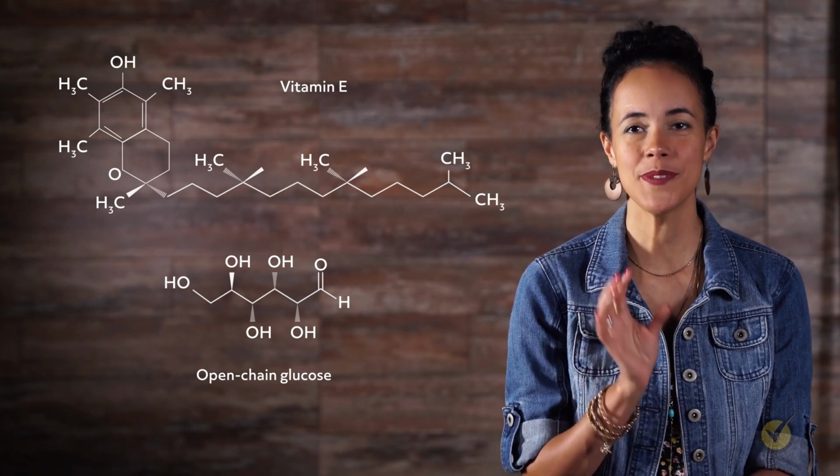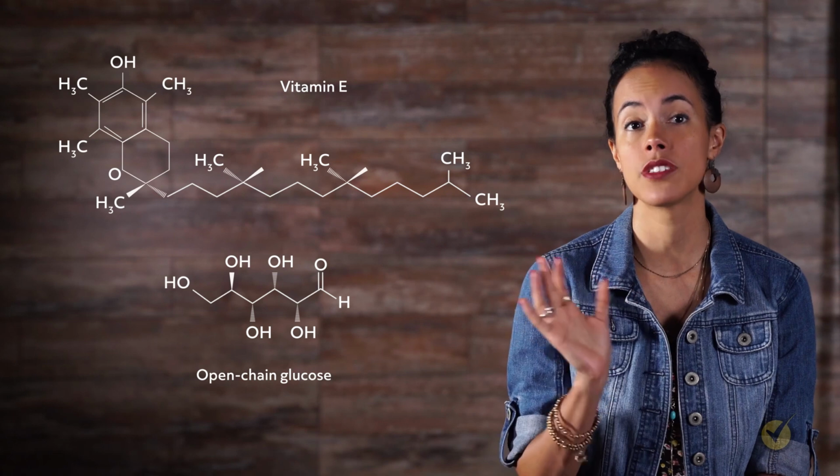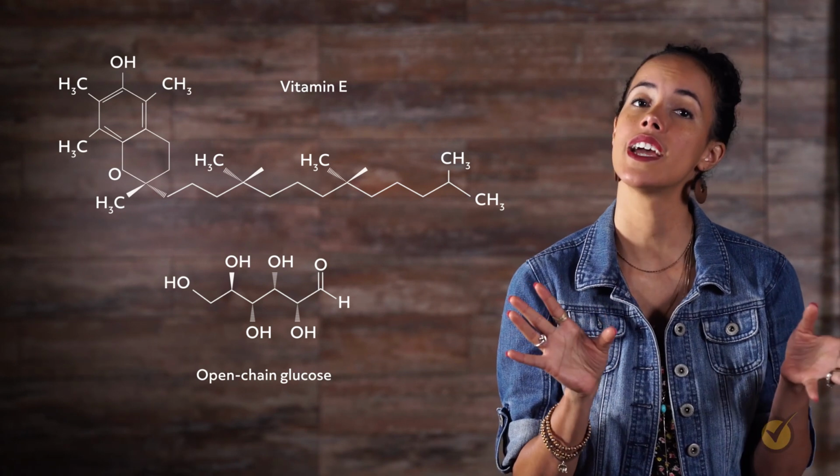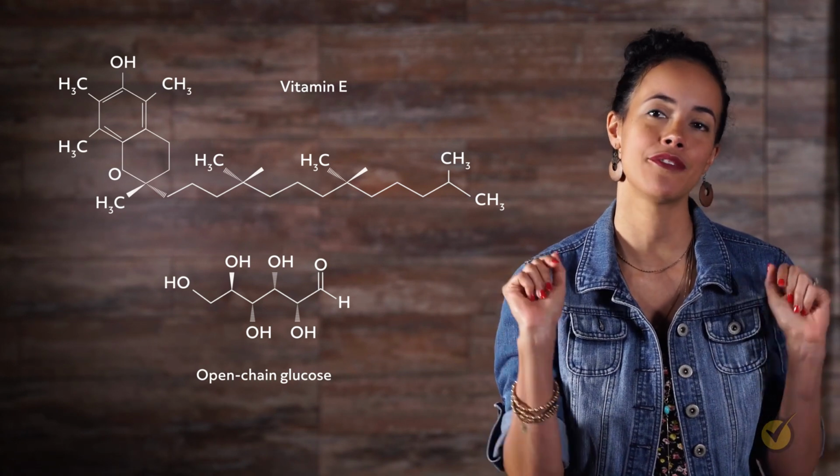A useful analogy is to think of the carbon frame as the trunk and branches of the tree, and the functional groups as the leaves and fruit hanging from the tree. Let's finish with a review.